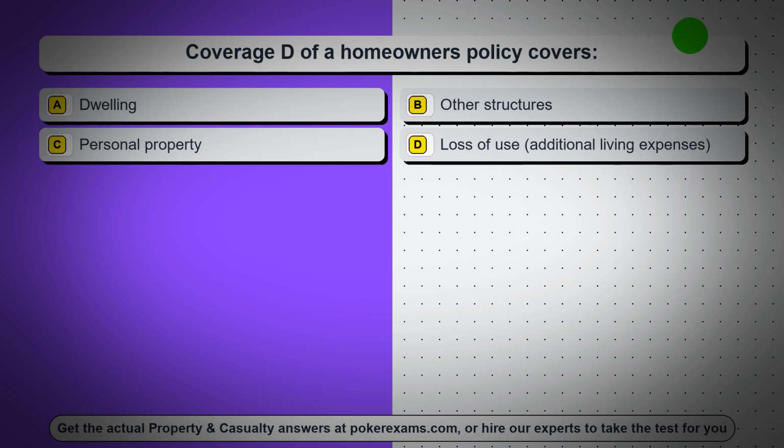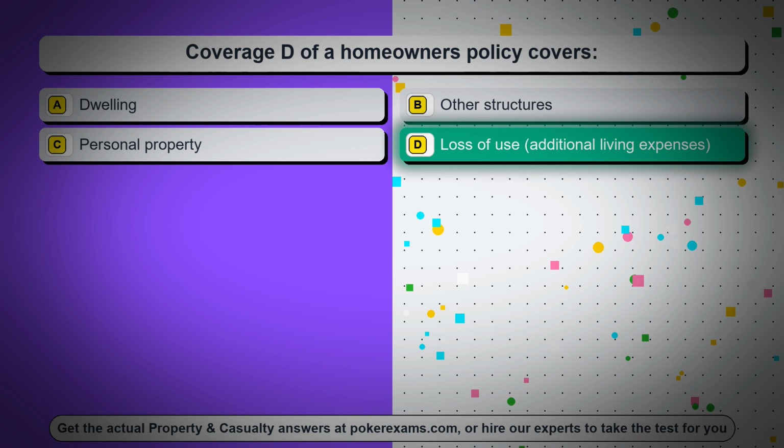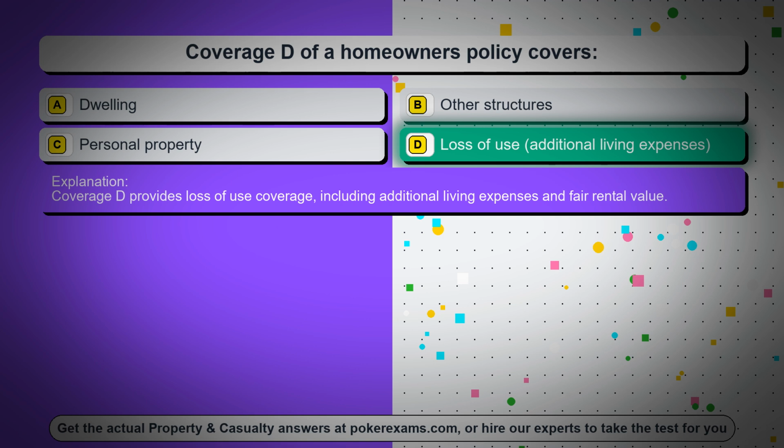Question 18. Coverage D of a homeowner's policy covers: Option A, dwelling. Option B, other structures. Option C, personal property. Option D, loss of use, additional living expenses. The correct answer is option D, loss of use, additional living expenses. Coverage D provides loss of use coverage, including additional living expenses and fair rental value.